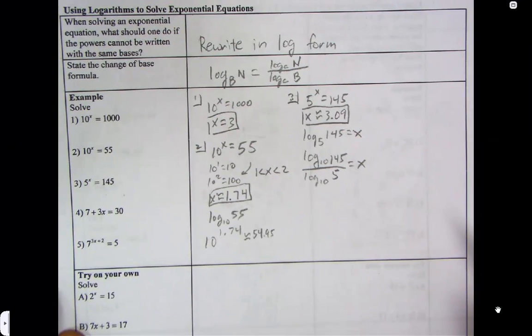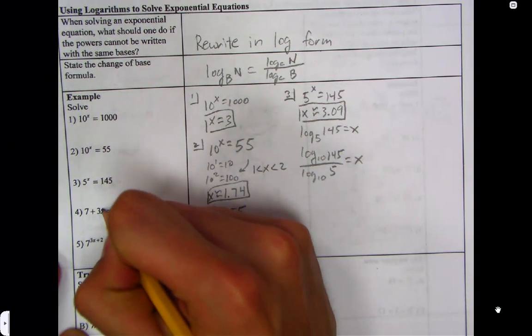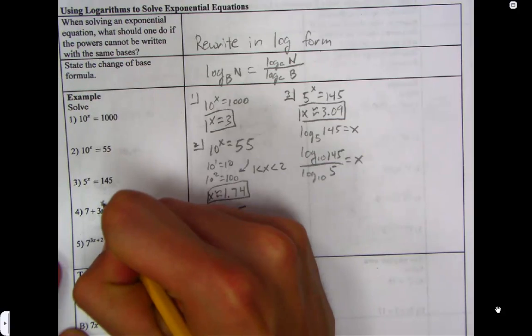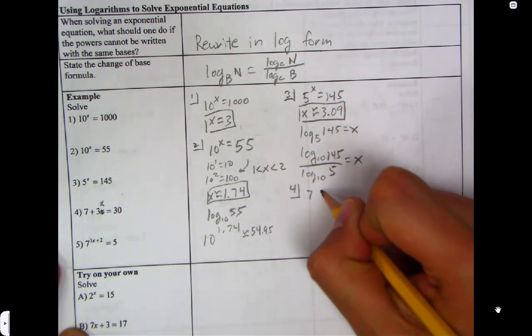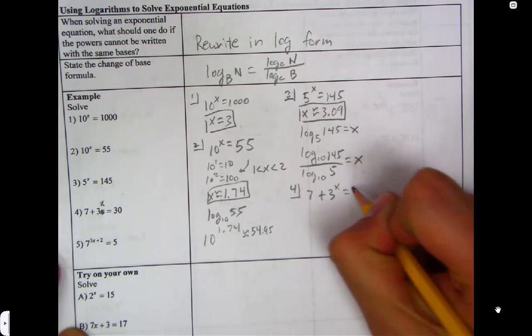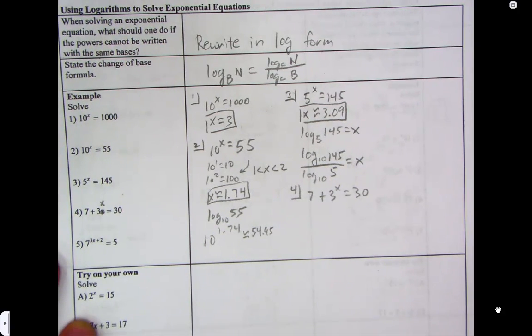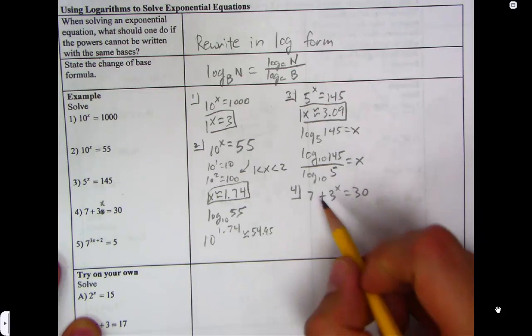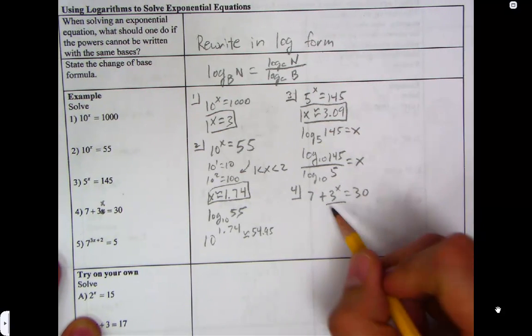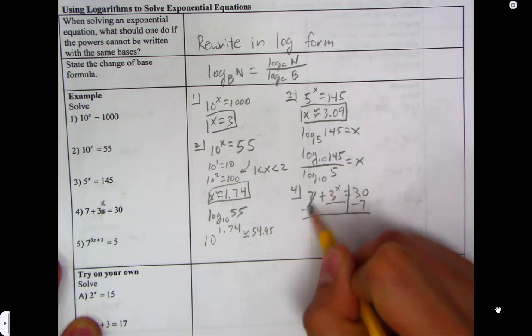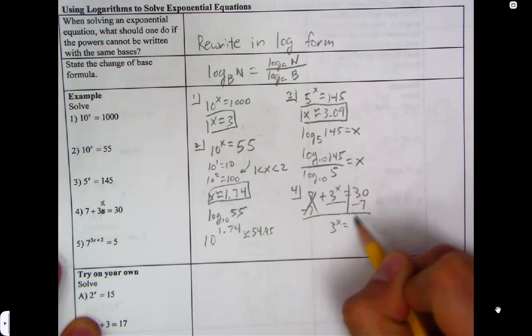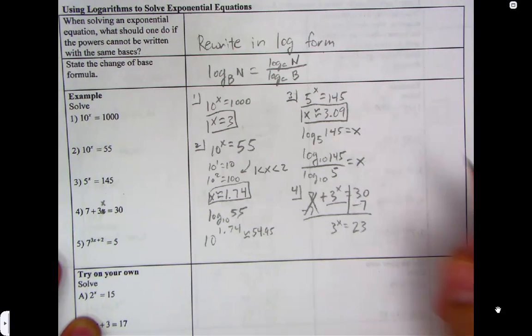Okay, on question number 4, there was a typo. There should be 3 to the x, not 3x. So let's go ahead and write that. 7 plus 3 to the x equals 30. Okay, so here's a variable. We want to get that by itself, so we're going to subtract 7 on both sides. 30 minus 7 is 23.